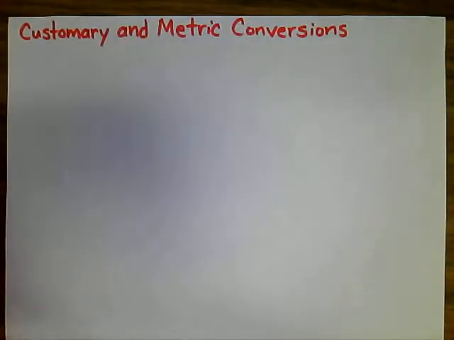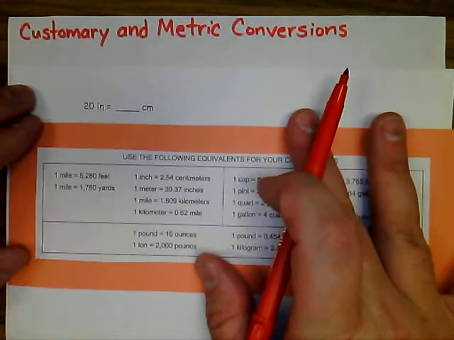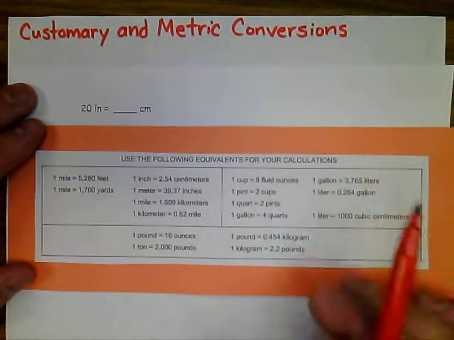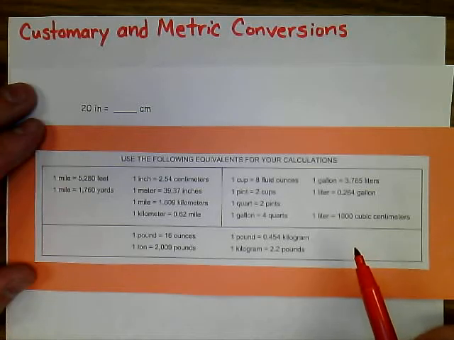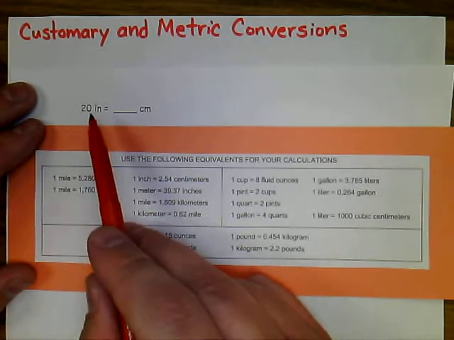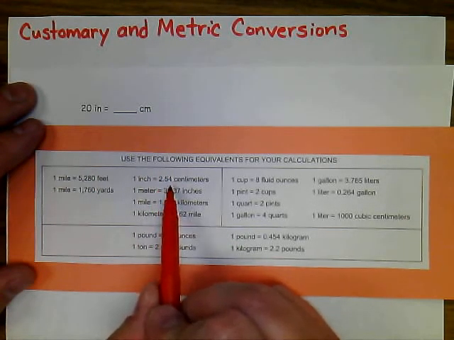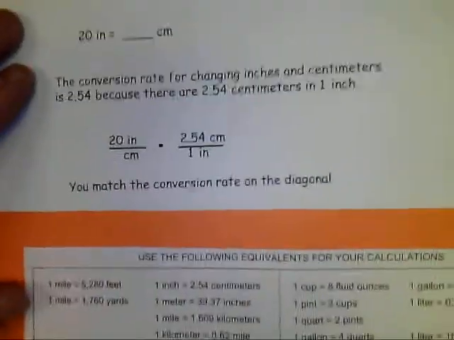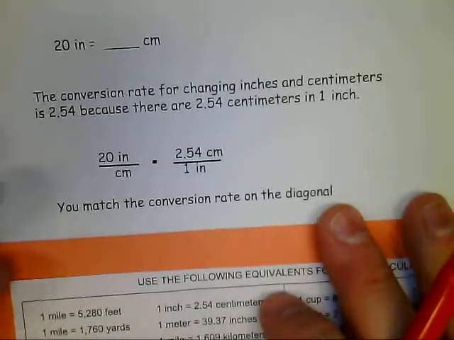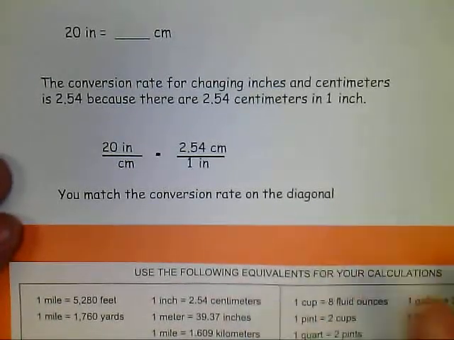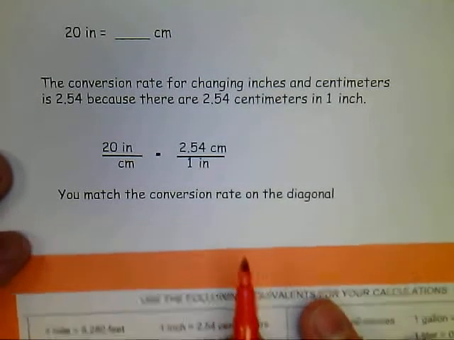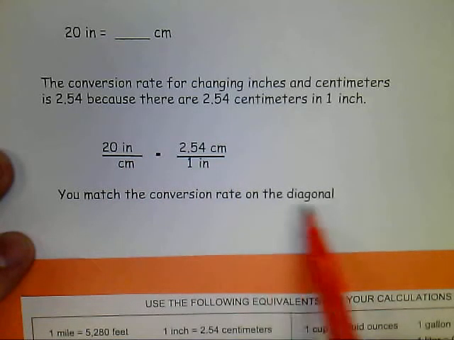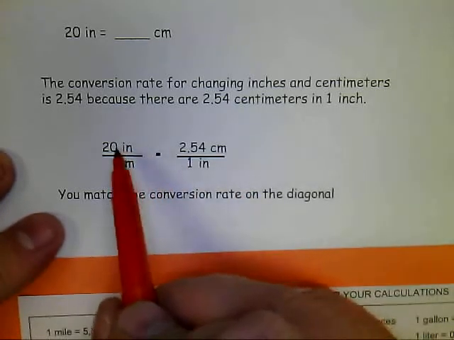In our last example, we're going to be doing a customary conversion to a metric conversion. It's not common you need to do this, but it is something you need to be aware of and a skill you will use. You'll note that 1 inch is equal to 2.54 centimeters. So your conversion rate for changing inches and centimeters is 2.54 because there are 2.54 centimeters in 1 inch. Again, you are going to put the inches on the diagonal and the centimeters on the diagonal because you match that conversion rate on the diagonal, and we're going to need to multiply.